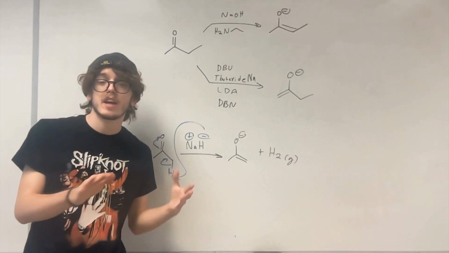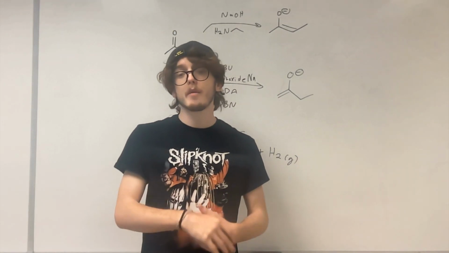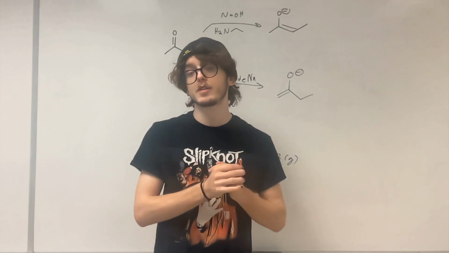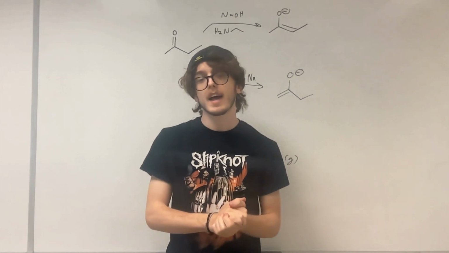This was just on the alpha carbon and the enolate formation. Next, we're going to be looking at how we can halogenate using alpha chemistry, putting halogens in the alpha position. This is also known as alpha halogenation.